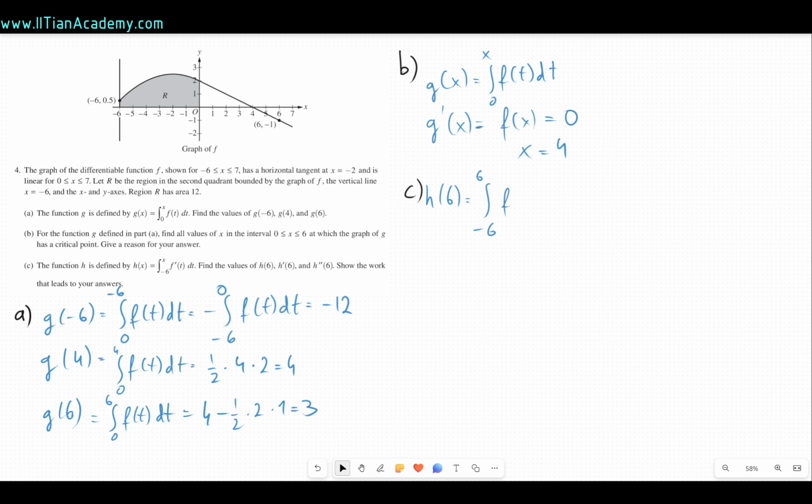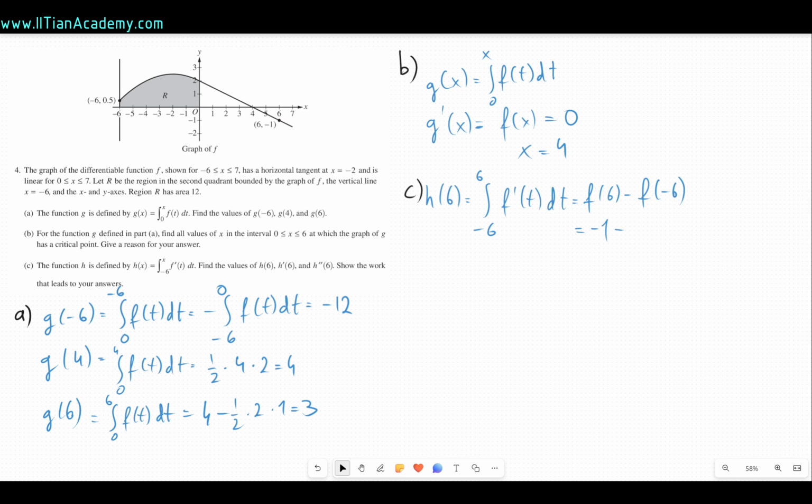If we integrate the derivative of f of t, f prime of t, we will simply get f of t. And then we can plug in the limits. So we will find this. And while we already know these points, we know f of 6 is going to be minus 1. We can simply read it off the function.